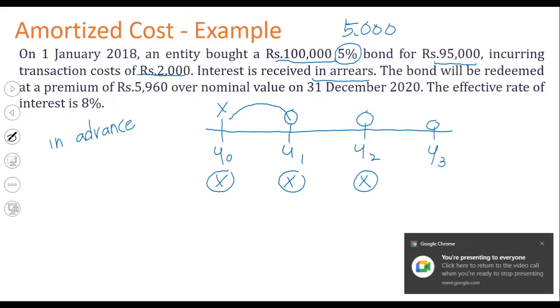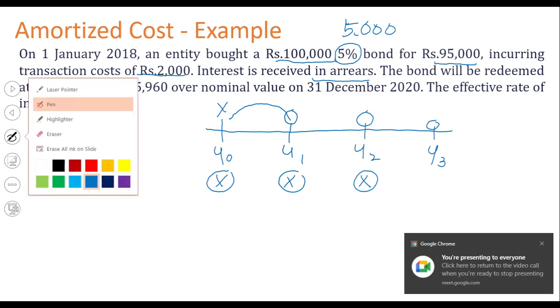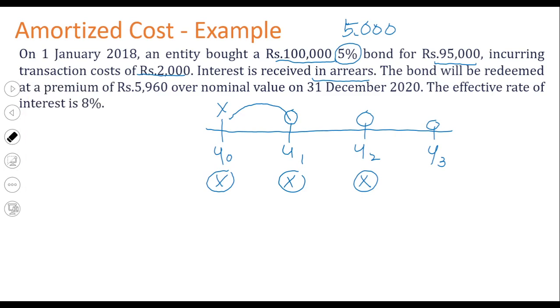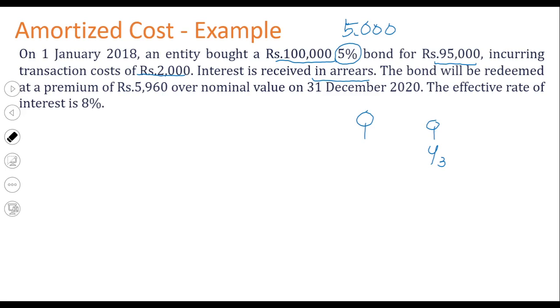Clear, right? I believe that part is clear to you all: interest received in advance and interest received in arrears. So in this question, we have received interest in arrears, that is, at the end of the period. This is going to mature on 31st December 2020. It starts on 1st January, so 2018, 2019, 2020. That is going to mature after 3 years.